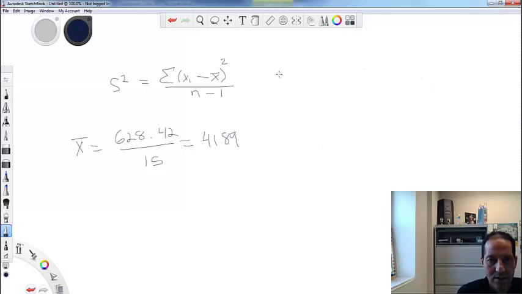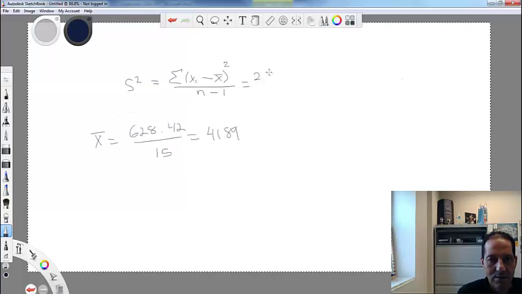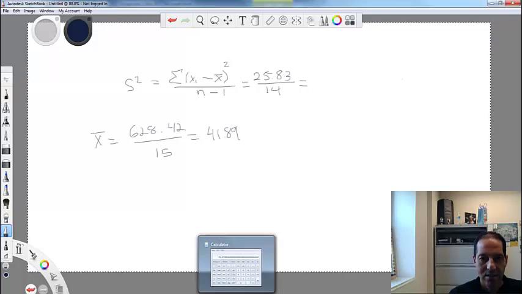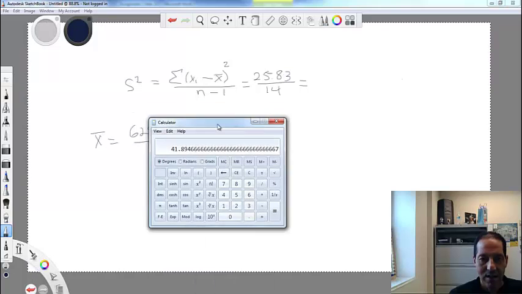So equals 25.83, divided by 15 minus 1. n is 15, minus 1 is 14, so it's divided by 14, right? Finally, we can now do this division here, and we really don't need Excel for that, right?